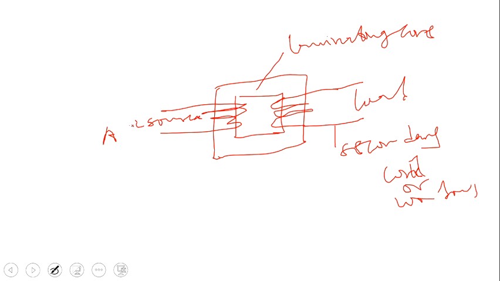Another thing we mentioned is that the transformer works based on the principle of mutual inductance. And I said we have two types of transformer: step up and step down transformer. I think that's a summary of what we have regarding this video.